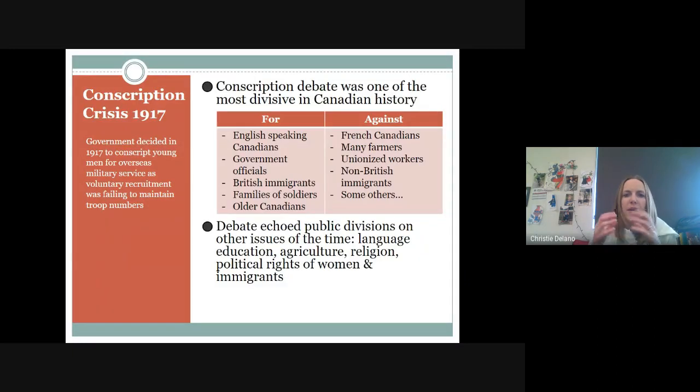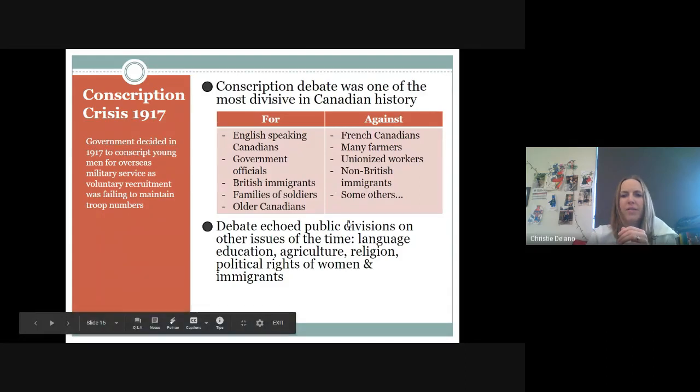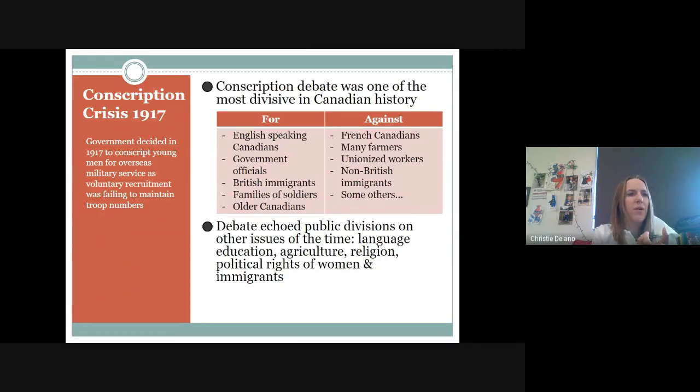So in terms of the division, you can see on the screen here those who were for and those who were against. In terms of the for category, English-speaking Canadians, right? Most were pretty loyal to Britain still in 1917. Government officials, British immigrants, right? Very closely tied to Europe, families of soldiers, and older Canadians who couldn't be conscripted and might fall into one of those other categories listed there.